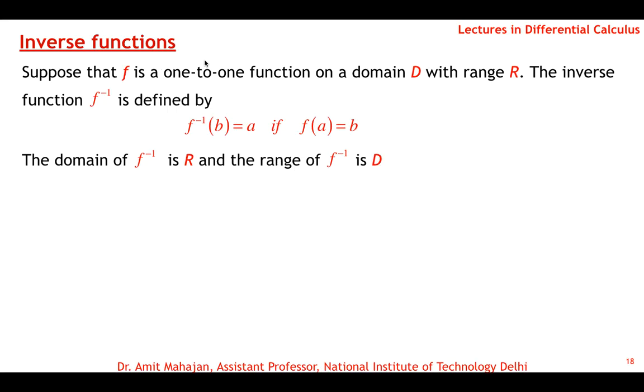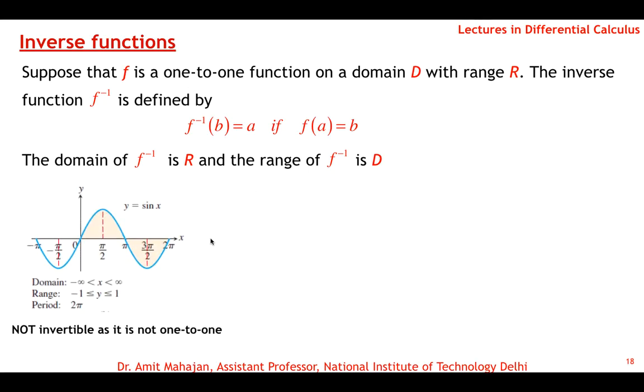So if f is a one-to-one function from domain D to range R, then we can define the inverse function, and the domain becomes range, and range becomes domain for the f inverse function. So if f of a is b, then it means that the inverse image of b will be a. So f inverse of b is a. So this is important, and the function has to be one to one.